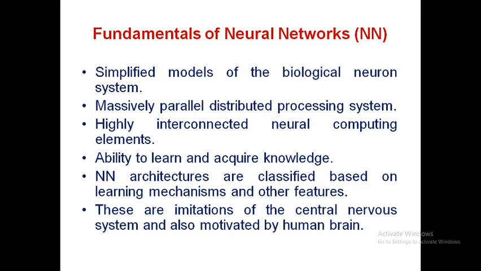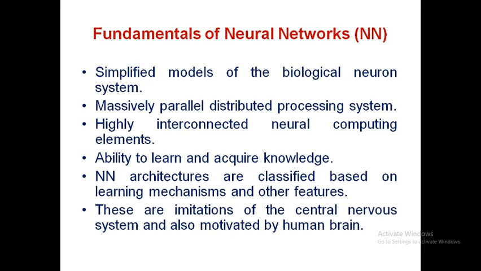Even with computers, we think that computers are faster. Computers are connected in series parallel processing systems. There we use sometimes series and a few parallel, but the human brain is a massively parallel distributed processing system. That means you can feed the data fast and you can retrieve the data also fast by using the human brain. So that is a feature of the human brain, and it is made of highly interconnected neural computing elements.